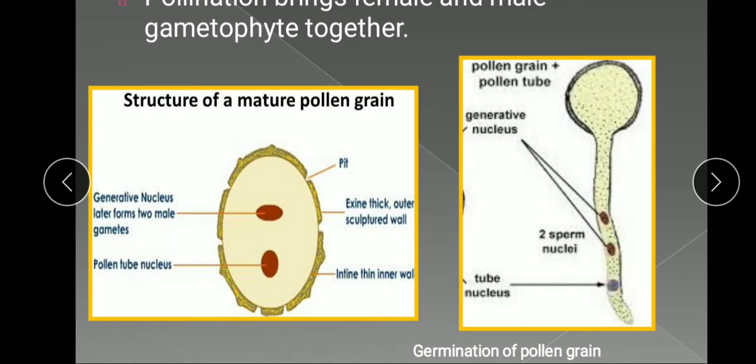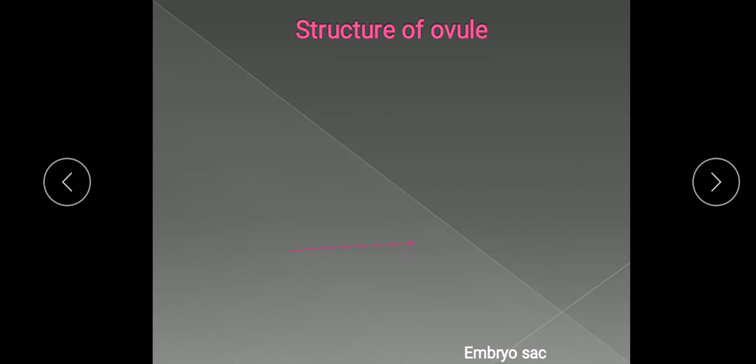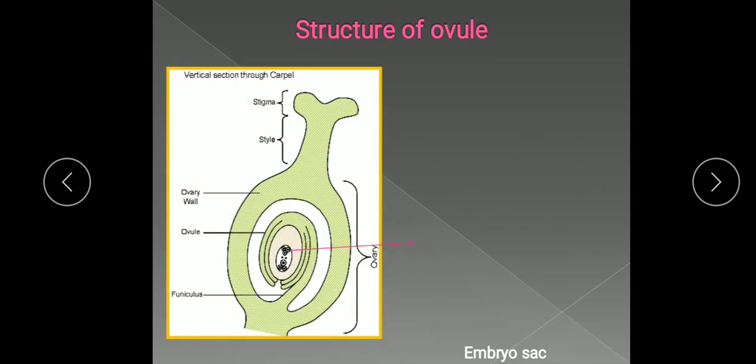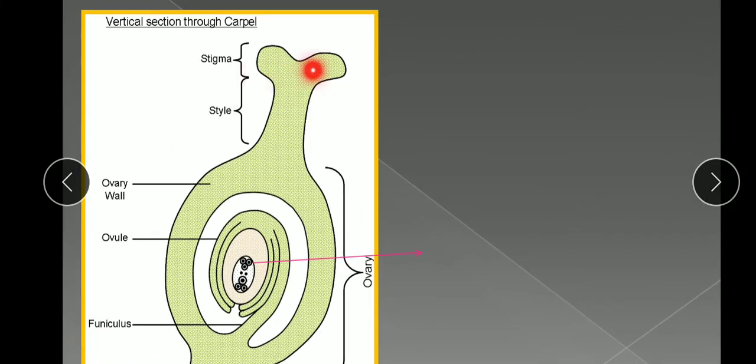So let me show the structure of the female gametophyte. That is the structure of an ovule. What is an ovule? This is part of the structure of the carpel. You have studied the carpel, or pistil, which is the female reproductive part in a flower. It is made up of three parts: the stigma, style and ovary.